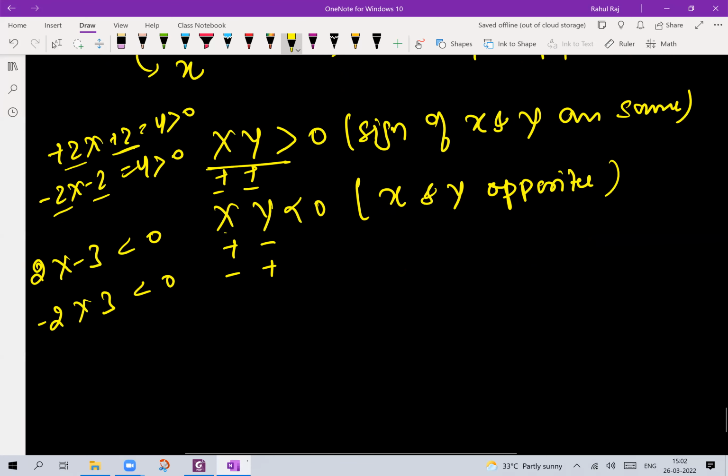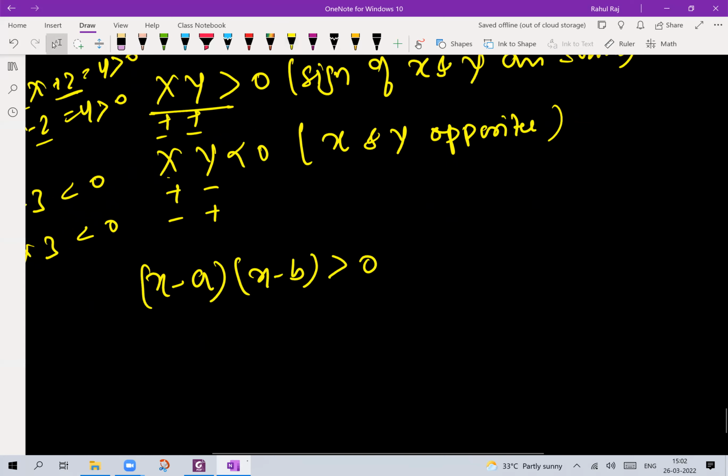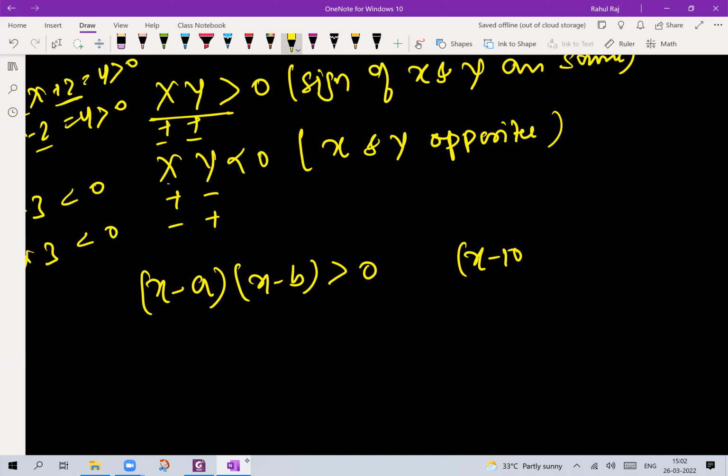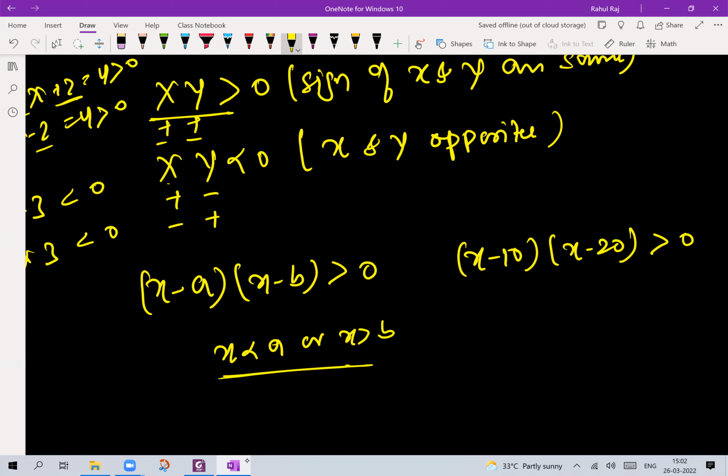Simple logic. But when I do x minus a into x minus b greater than 0, imagine I'm doing here x minus 10 into x minus 20 greater than 0. So x minus a into x minus b greater than 0 means x lies outside of a and b. But guys, please understand, this is no formula. It is not like x square minus y square is equal to x plus y into x minus y. This is a solution of the equation. So when I say x minus a into x minus b greater than 0, x can either be less than a or x can be greater than b.